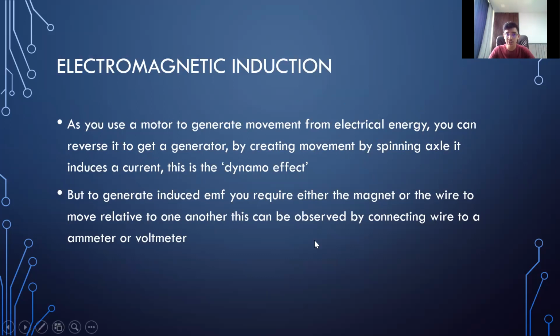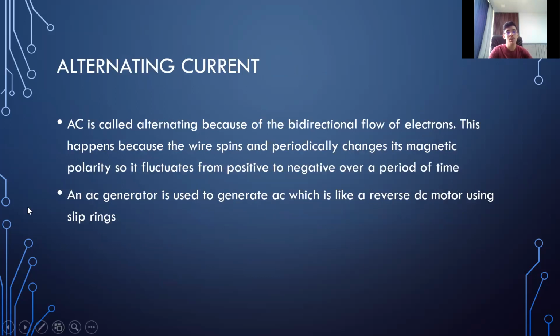To generate an induced EMF, you require either the magnet or the wire to move relative to one another, and this can be observed by connecting a wire to an ammeter or voltmeter. Alternating current, or AC, is called so because of the bidirectional flow of electrons. This happens because the wire spins periodically and changes its magnetic polarity, so it fluctuates from positive to negative over a period of time. An AC generator is used to generate AC, which is like a reverse DC motor using slip rings.